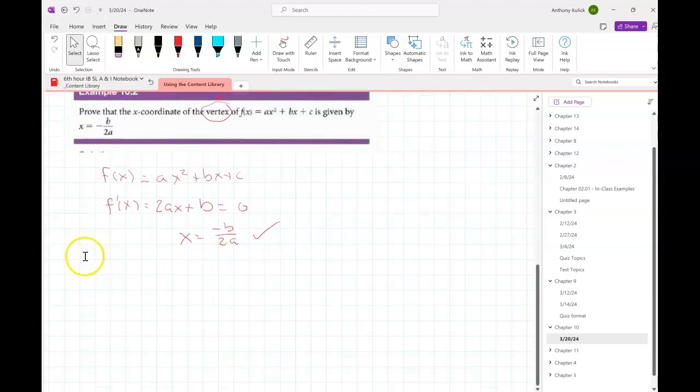Woo, so hard. It's like the exact same problem, but you put a letter there instead of a number, Mr. Kulik. Yeah, I know. It's okay.